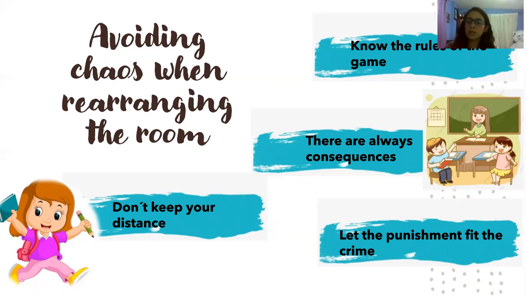Here it's important to understand that if one student makes something wrong, the idea is to talk with that student, not with all of the classroom. And finally, it's important not to keep your distance from your students. The idea is to create a good environment and be involved with the students and with their lives, because in that way, everything will be easier, right?